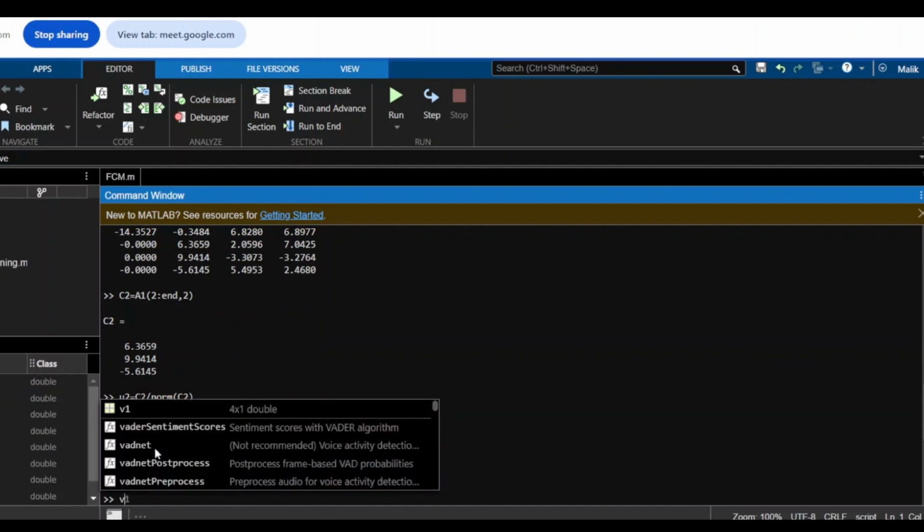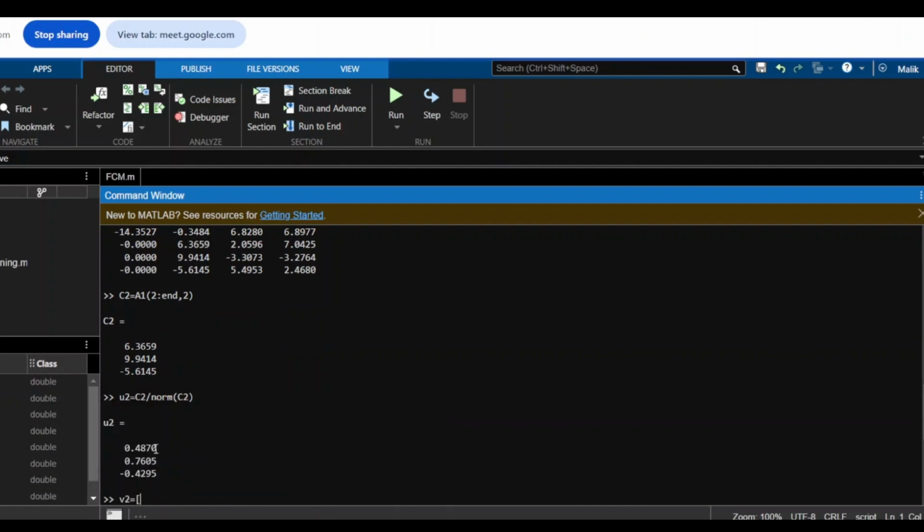What will be my V2 here? My V2 will be, first is the sign of the first one, that is 1, and taking the negative of that it will be minus 1, 0, 0. Right?